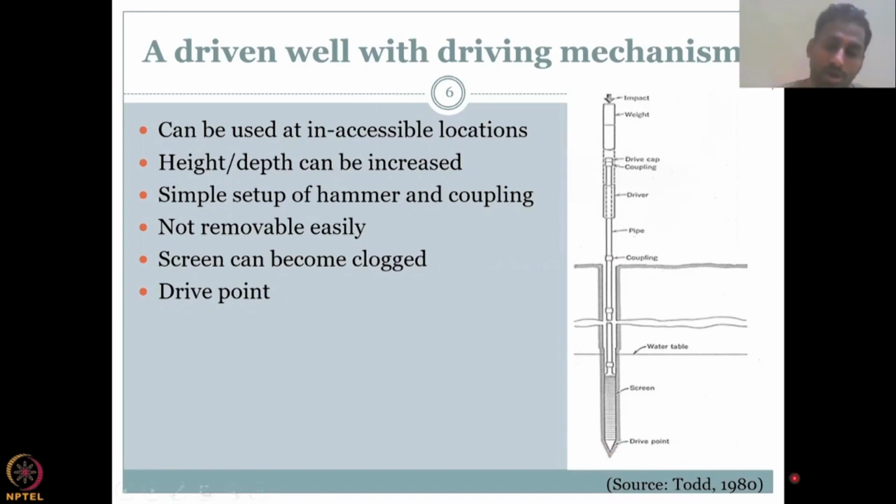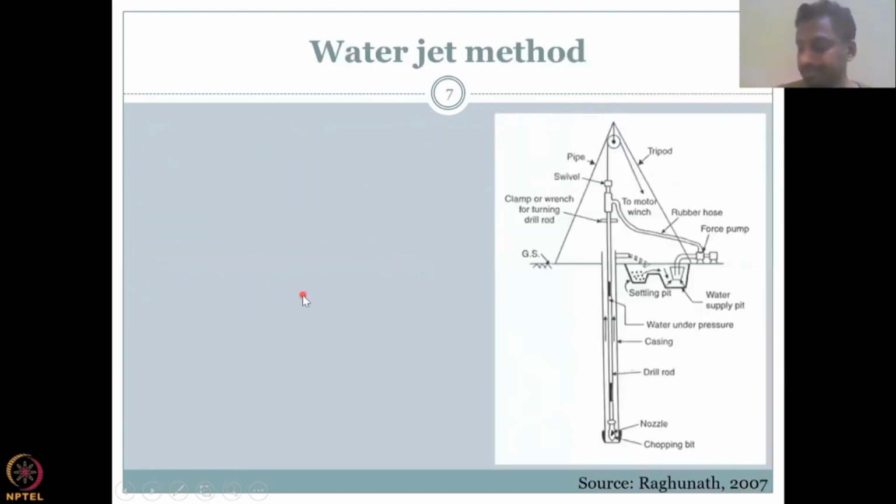Then the other most important thing is the screen. As I said, the screen tells you where you want water. You can drive the point down and get water here, but most importantly, you open the screen at the bottom near the dry point, so that water can come. The water jet method, I will introduce it, but I will start again in the next lecture.